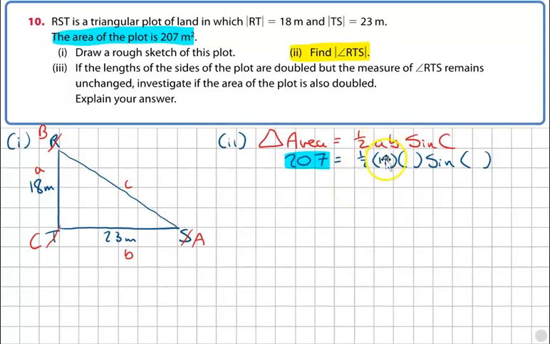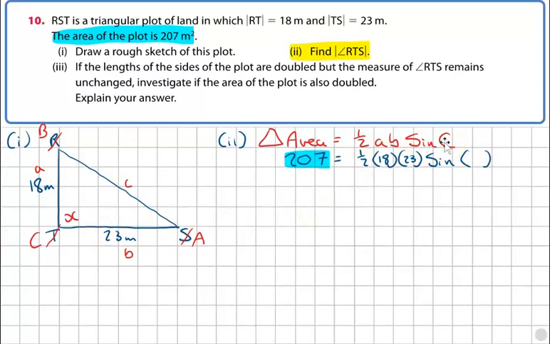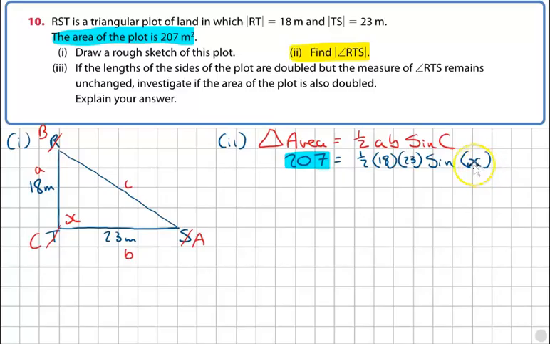So lowercase a, I replace with 18. It's inside the brackets. Lowercase b, I replace with 23. That's inside the brackets. And then sine c, I'm just going to call sine x because that's ultimately what I'm looking for. You could leave it as sine c if you want and solve for c. So I'm going to bring down the 207 and then I'm going to put half times 18 times 23 into my calculator. I get 207 and stick on the sine x.